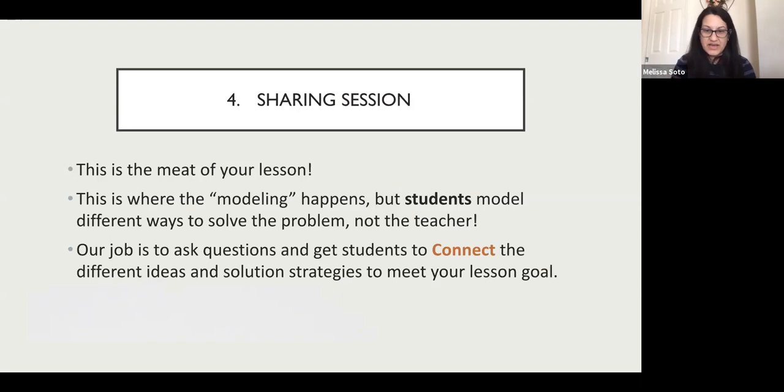And so they're thinking about, how did each child think about these problems, and how are they connected? How do they build on top of each other? That's why the sequencing of the solution strategies is so important, because we want to make sure that each of those solution strategies is building on top of each other and connecting. So those are the four different ways that we structure lessons.